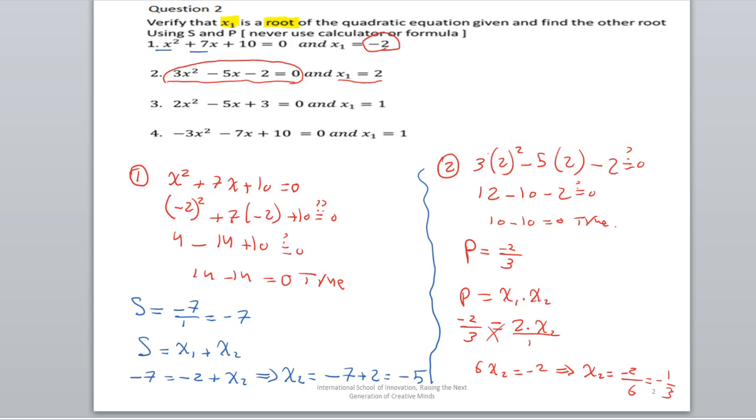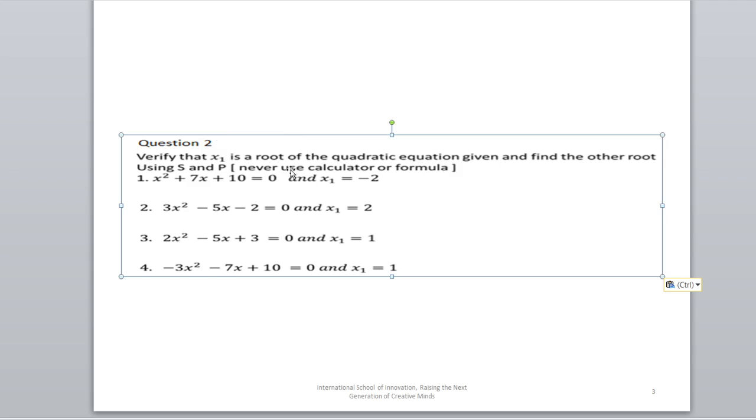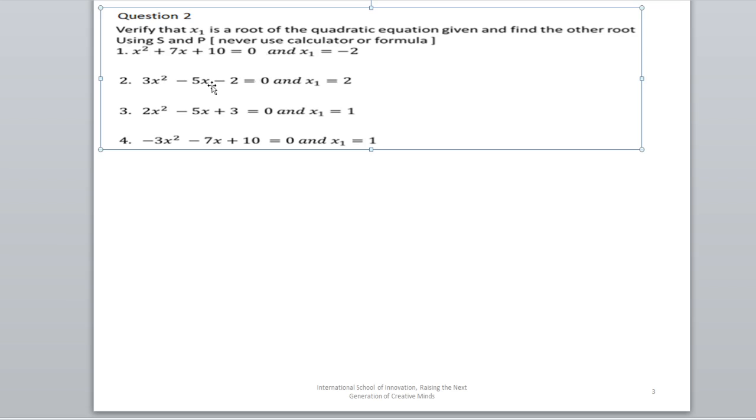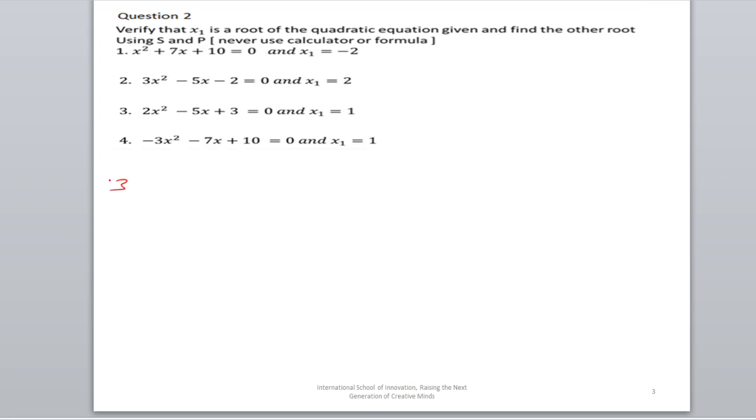Okay, let me take another. Now we are going to solve 3 and 4. 3 and 4 are the same idea, but we need to solve them. So 2 times 1 squared, minus 5 times 1 plus 3. Is it equal to 0? 2 times 1 is 2, minus 5 plus 3 equals 0. 5 minus 5 equals 0. True. Okay, don't forget to write the question mark here.